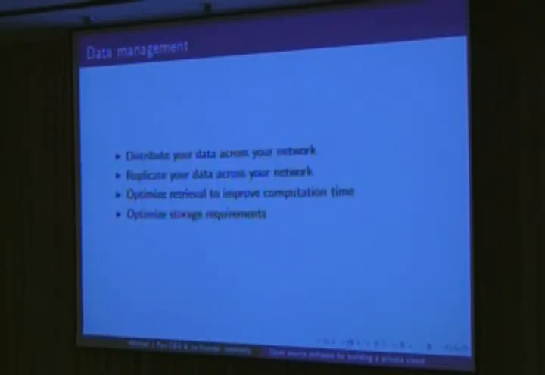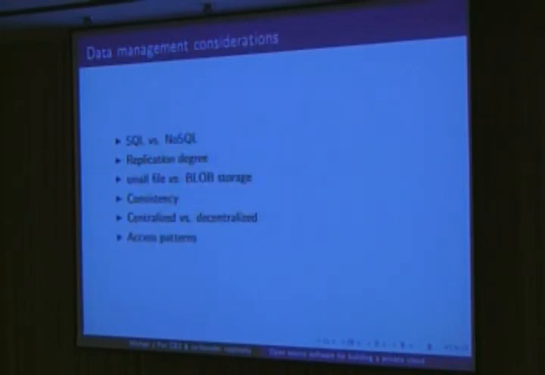Okay, so data management. We'll go into each of these in a little more detail. Data management allows you to distribute your data across your network. And not only does it allow you to send that data, but you can also replicate that data across the network. It should help you optimize retrieval to improve your computation time, and it should also optimize your storage requirements. So what it ultimately comes down to is what your data requirement needs are, right? And so these are some of the considerations as you look at what open source software or any software you want to deploy, right?